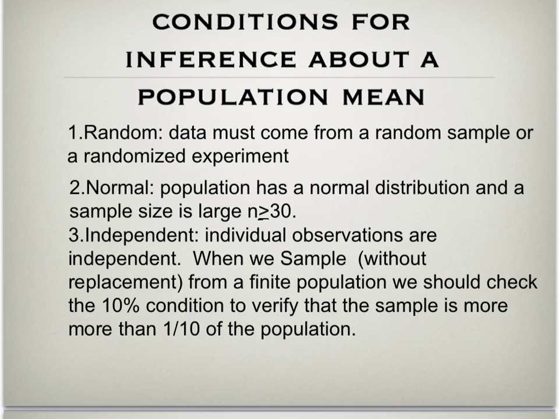And 3, it's independent. The individual observations are independent. When we sample without replacement from a finite population, we should check the 10% condition to verify that the sample is no more than 1/10 of the population.